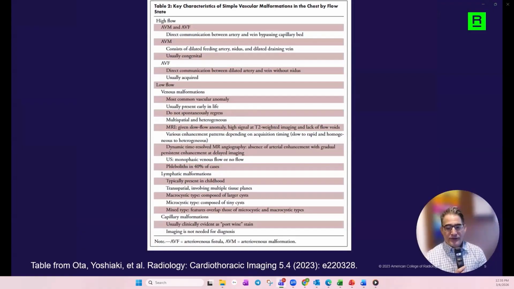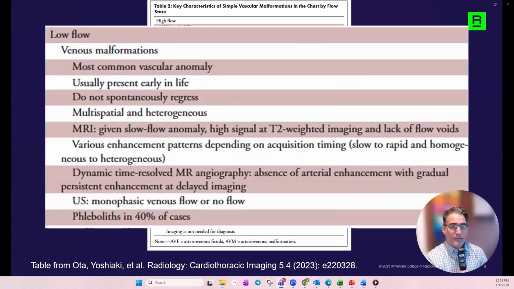So here's a table from radiology cardiothoracic imaging looking at key characteristics of simple vascular malformations in the chest. And you can see we divide these into high flow lesions and low flow lesions. Low flow lesions include venous malformations and lymphatic malformations, while high flow lesions are arteriovenous malformations and AV fistulas. Our mass really fell into the low flow category and is most consistent with a venous malformation.